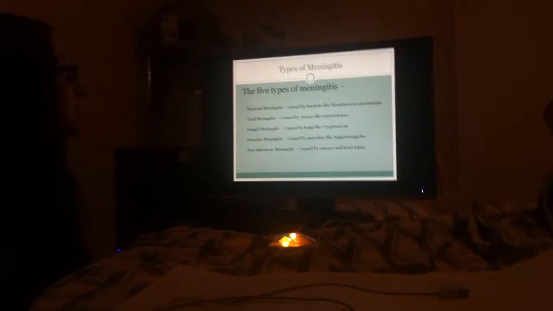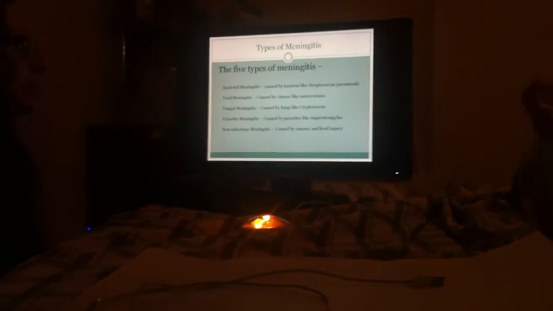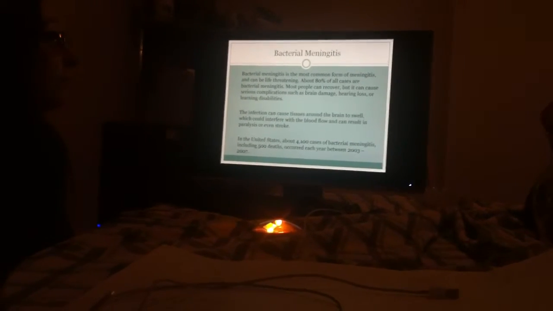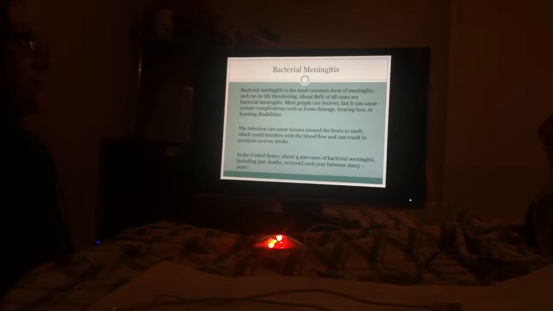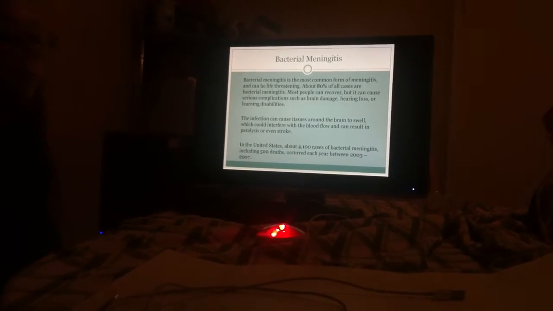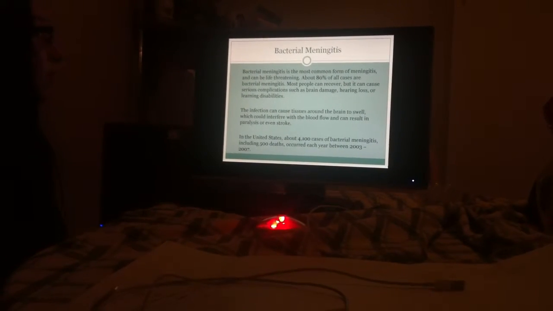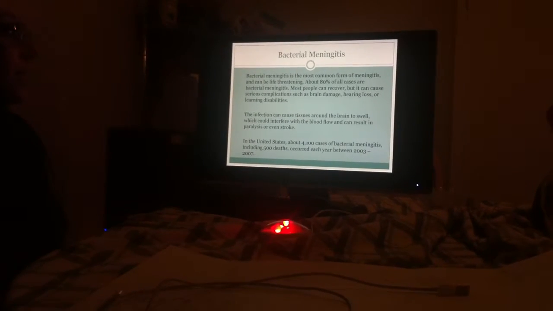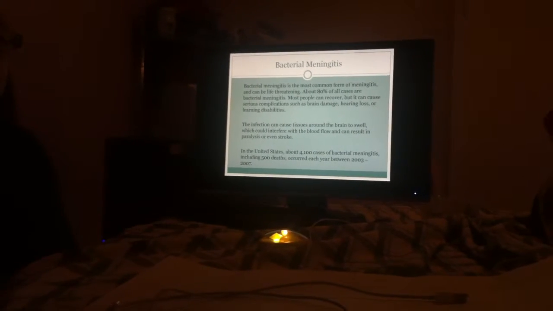There are 5 types of meningitis: bacterial, viral, fungal, parasitic, and non-infectious meningitis. The most common form of meningitis is bacterial. About 80% of all cases are bacterial meningitis. You can recover from this, but it can cause serious complications like brain damage, hearing loss, or learning disabilities. The infection can cause tissues around the brain to swell, which could interfere with your blood flow and result in paralysis along with a stroke.